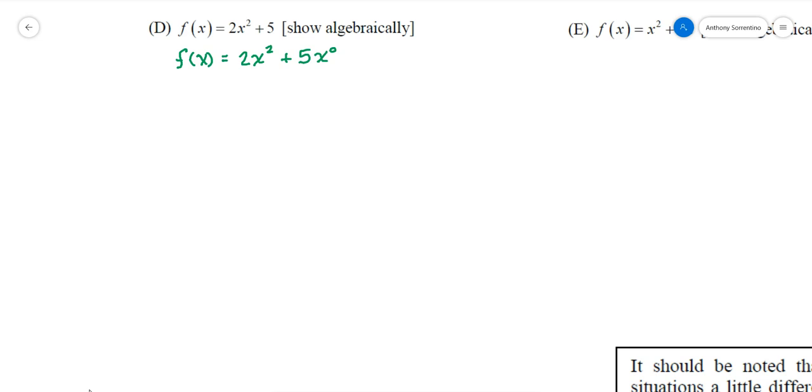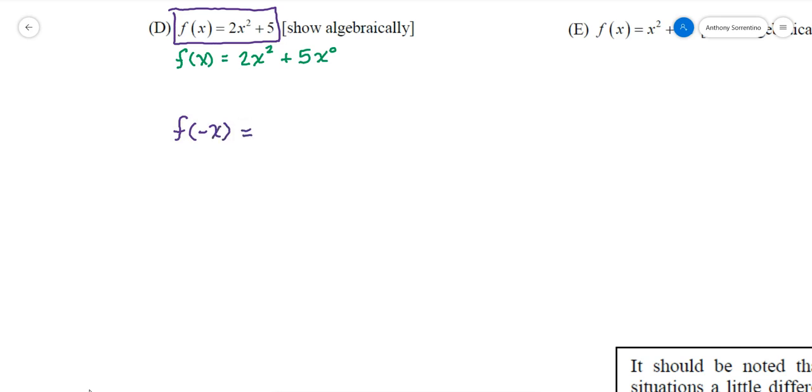And also, along with that, 0 is an even number. So I would expect this to be even. Now, that's not, by any stretch of the imagination, a proof that this is even. So what I need to do for this is, first I need to keep in mind what f of x looks like. And then I want to evaluate what f of negative x is.